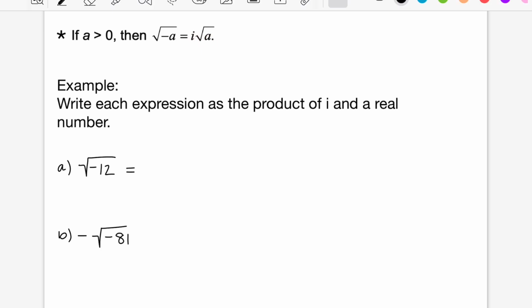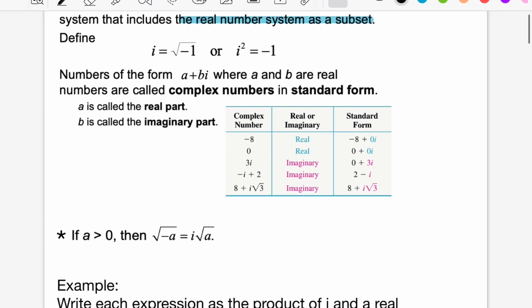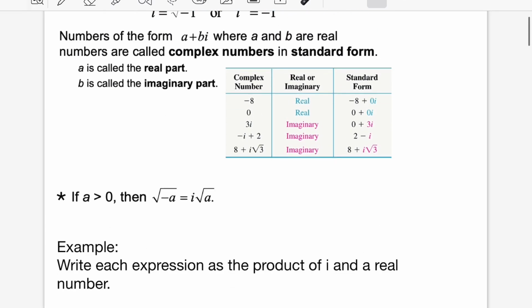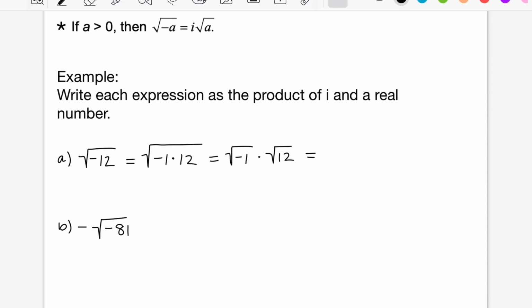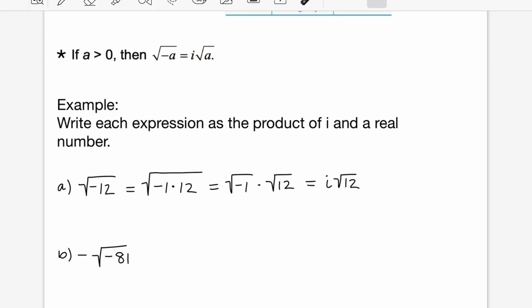But the reason why we get that is because this is the same as the square root of -1 times 12. Then we know that we can break these up into two radicals, like this here. And we just saw from above that the square root of -1 is equal to i. So we would write this as i times square root of 12, and that's where this comes from.